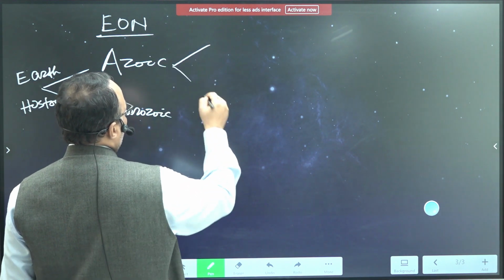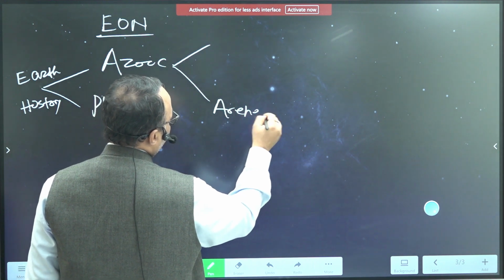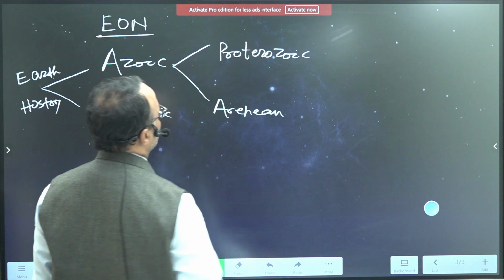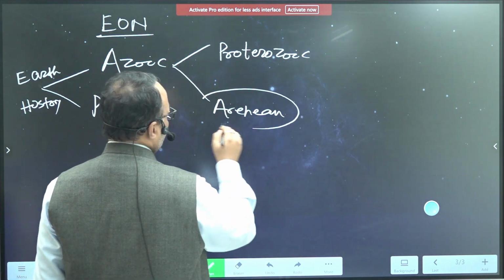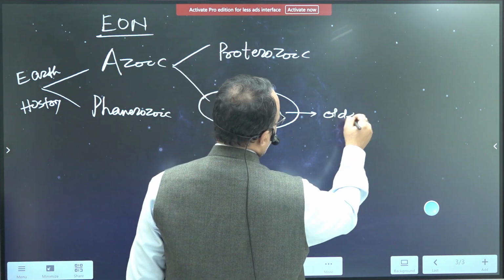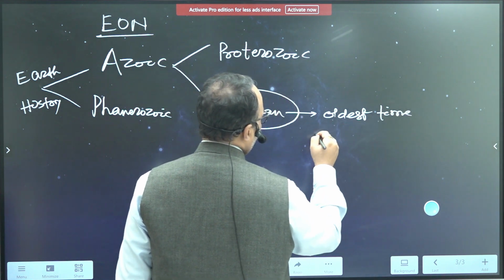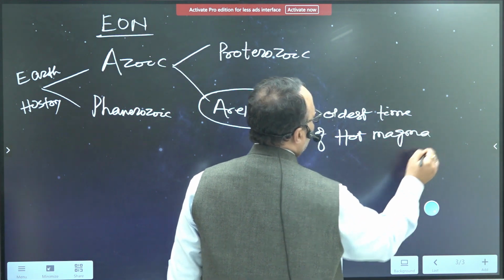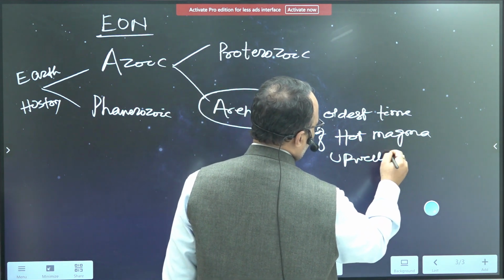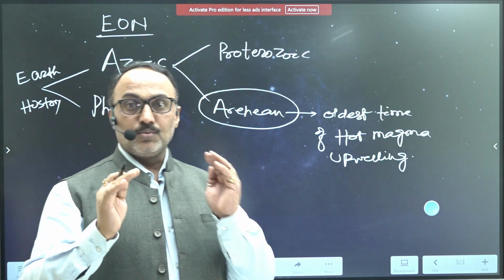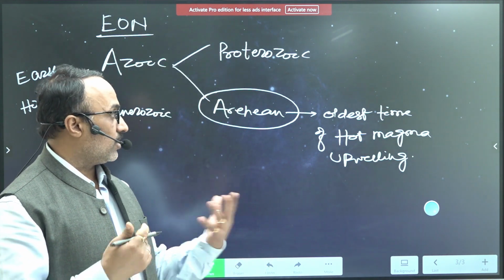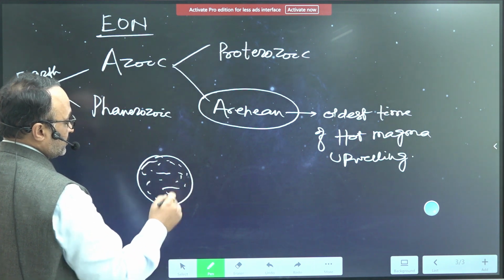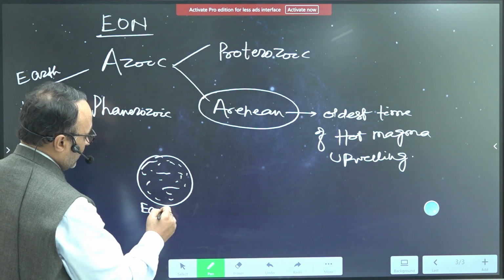Azoic has further been divided into Archean and Proterozoic. So Archean is the oldest time of hot magma upwelling. It was the initial phase of molten mass when Earth was in a molten state. I told you in the last class that Earth evolved in the initial stage in a molten state. So from the nebula, when different planets evolved, Earth was also evolved and it was in a molten state.